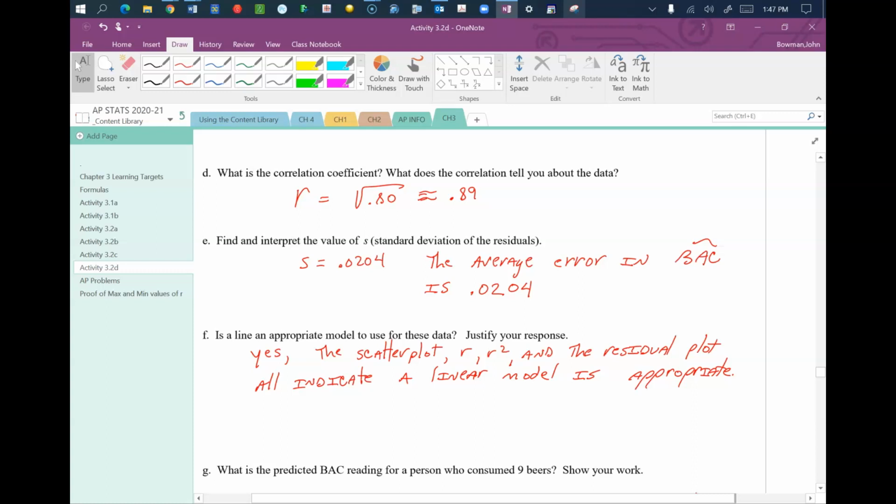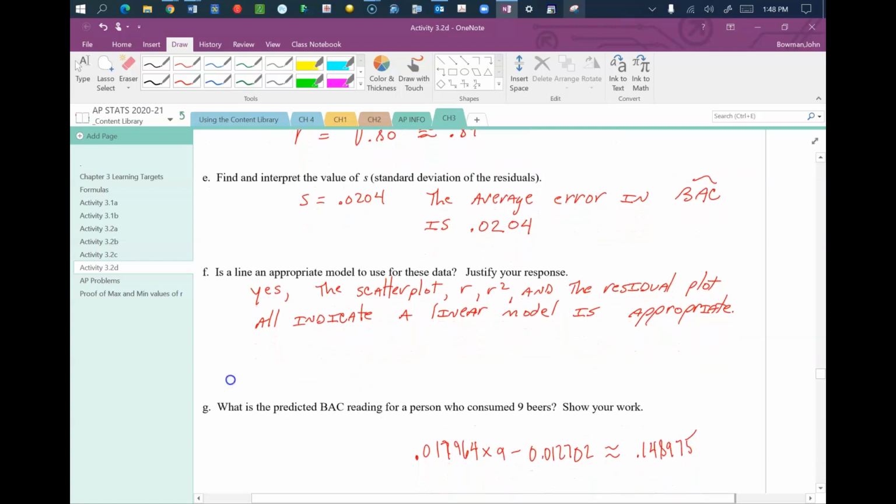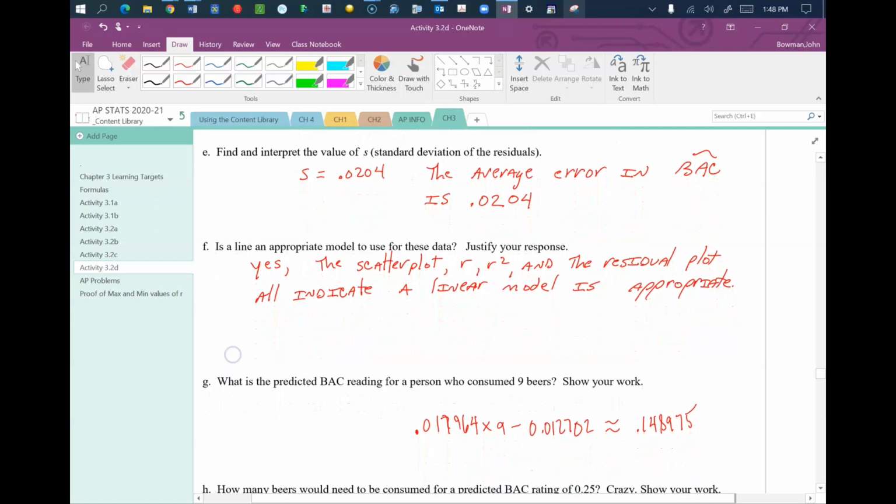Is a line an appropriate model to use for these data? Yes, it is. Number 1, the scatter plot is linear. Number 2, the residual plot shows no pattern. R is relatively high. R squared is relatively high. S is a little bit high as well, which would say that it's not such a great model, but it's a linear model nonetheless.